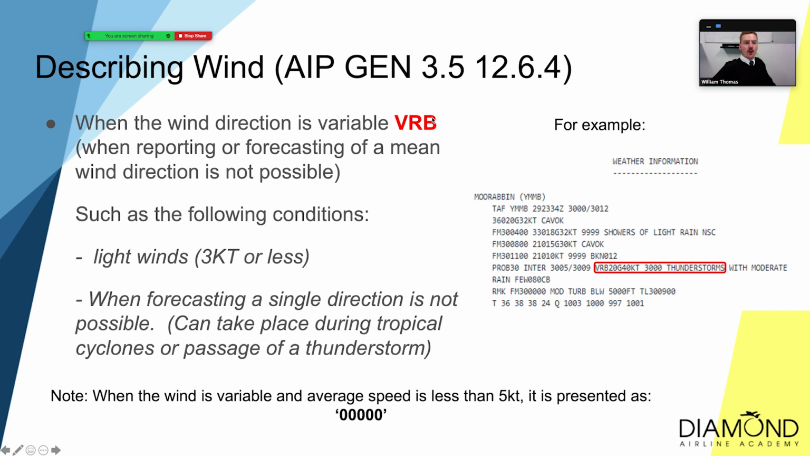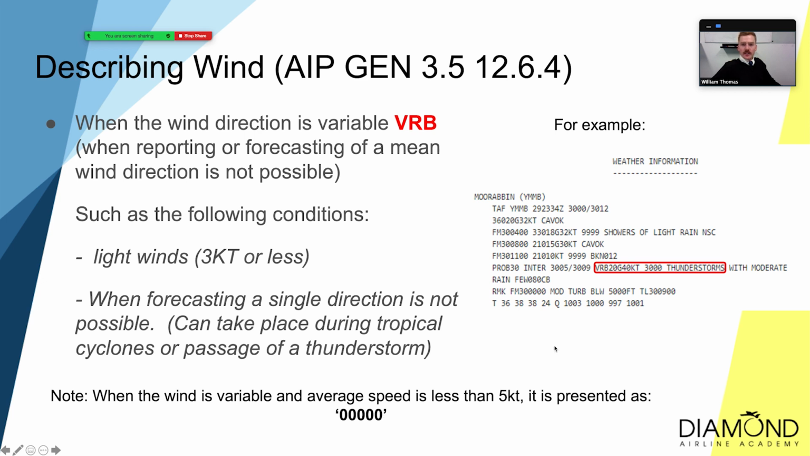When the wind direction is variable, you'll see VRB on your forecast. When reporting or forecasting a mean wind direction is not possible, that's when you'll see variable. Such conditions include winds less than 3 knots, where it's hard to really determine the direction of the wind just because it's so light. A single direction may also not be possible to forecast during tropical cyclones or the passage of a thunderstorm. When the wind is variable and the average speed is less than 5 knots, it's represented as 00000.